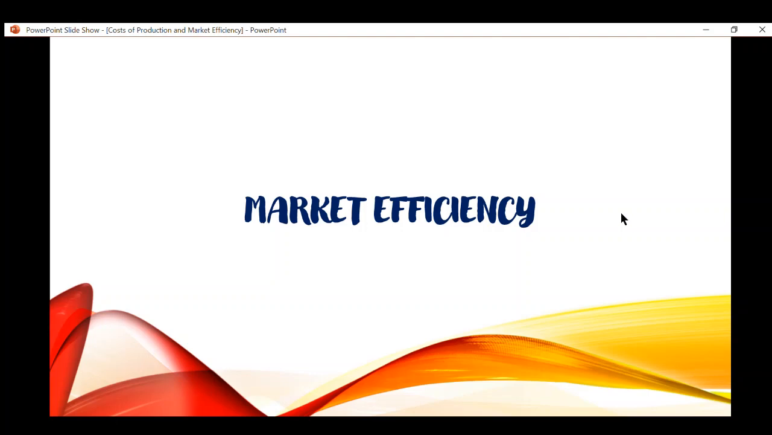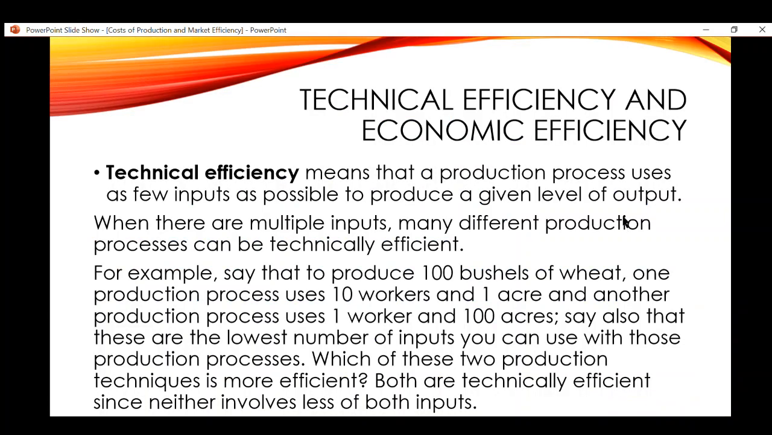Okay, now let's go to market efficiency. With regards to market efficiency, we have two terms here: technical efficiency and economic efficiency. When we say technical efficiency, this means that the production process uses as few inputs as possible to produce a given level of output.